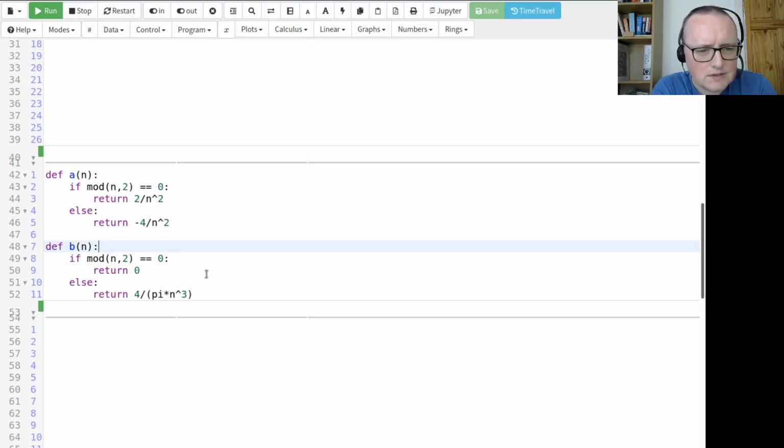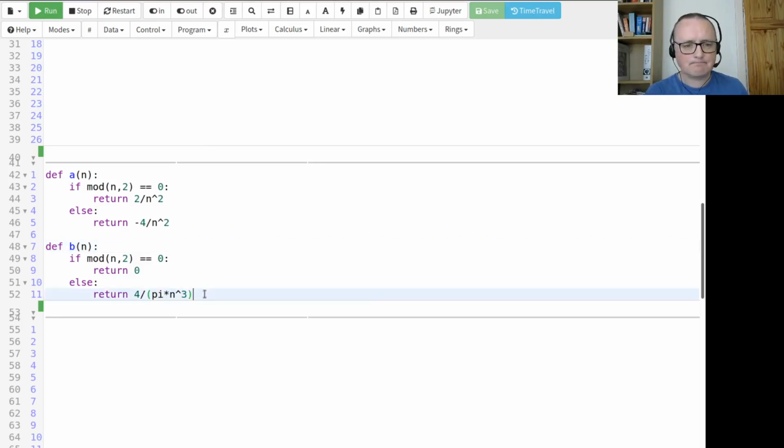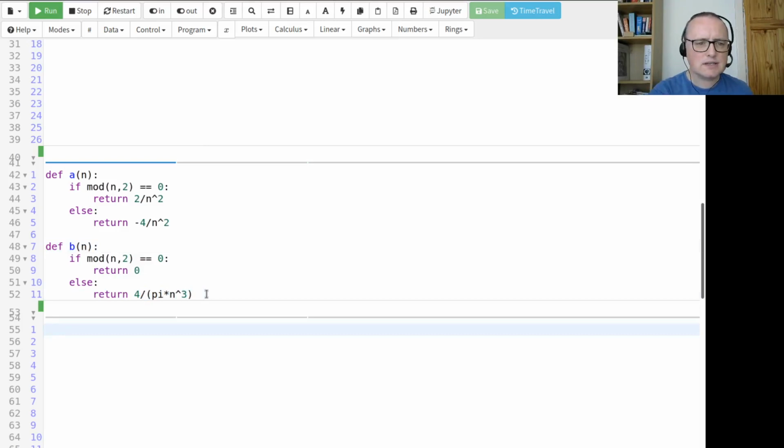I've got a similar function here for bn. If mod n 2 is 0, in other words n is even, I'm going to return 0. That's what we worked out for bn. Otherwise, if n isn't even, for evaluating this at integers, n will be odd, so I'll return 4 over pi times n cubed. Executing these statements doesn't give us any output, because it's just defining these two functions an and bn.